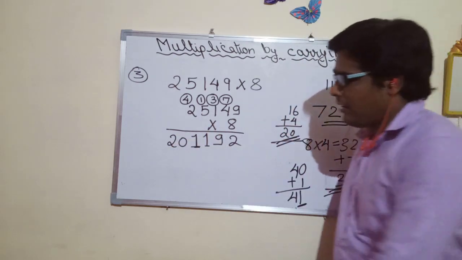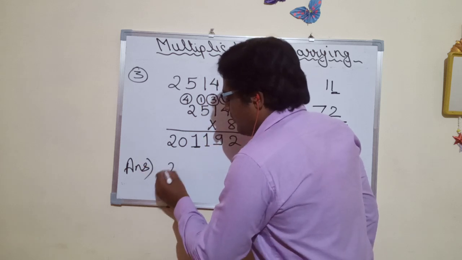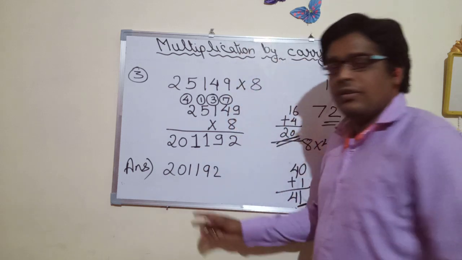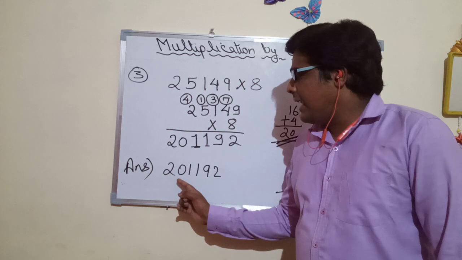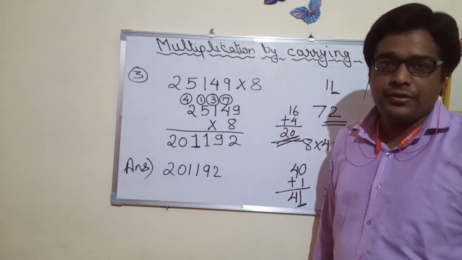So answer of this will be 201192. This number is read as 2,01,192. So this will be your answer.